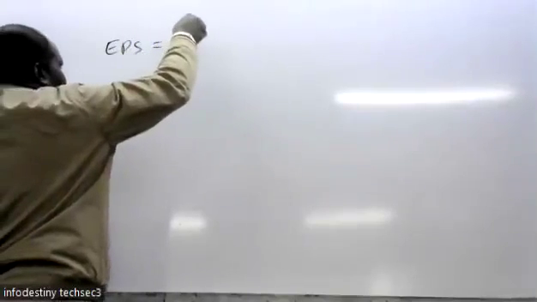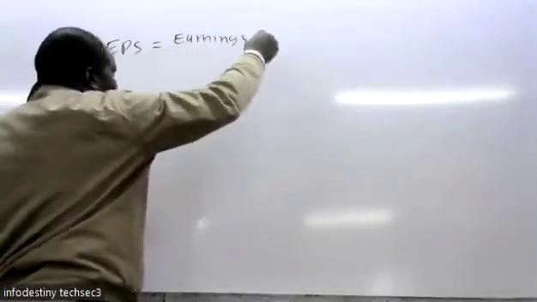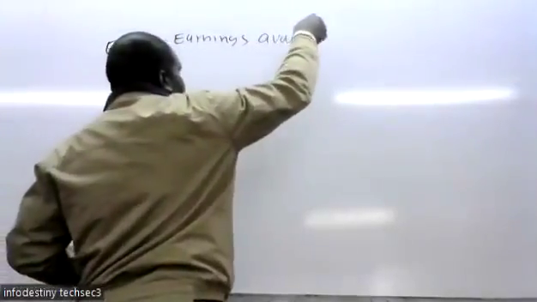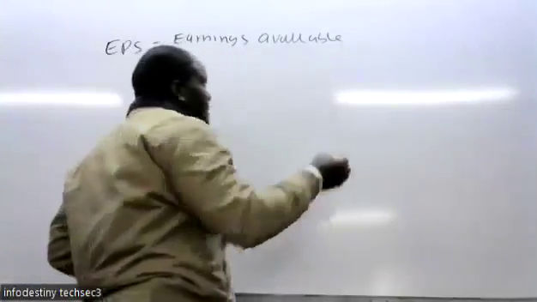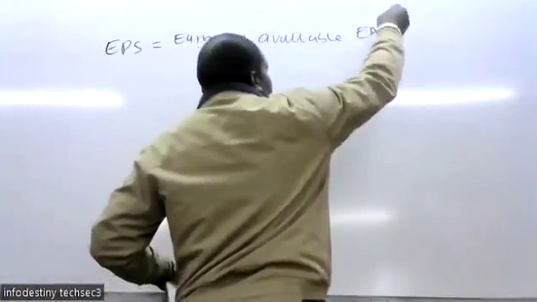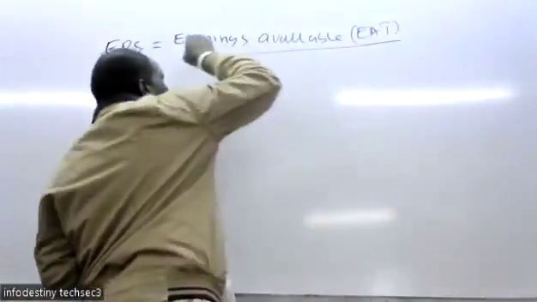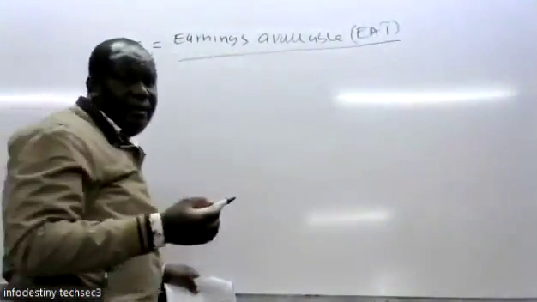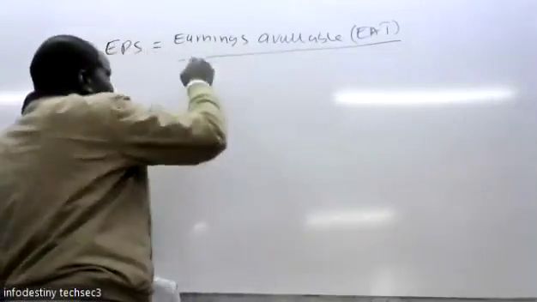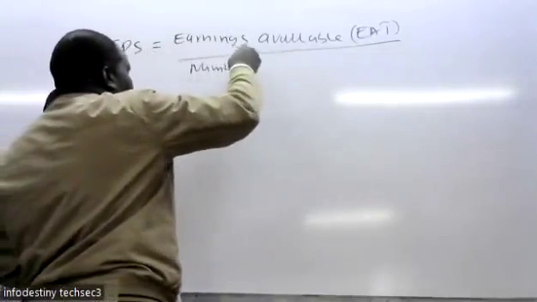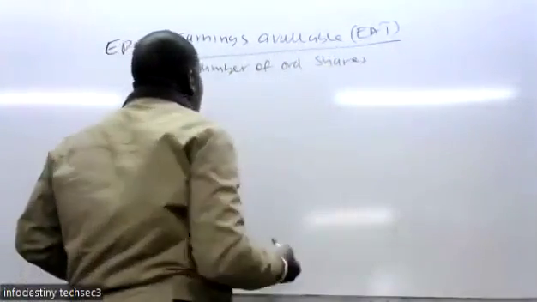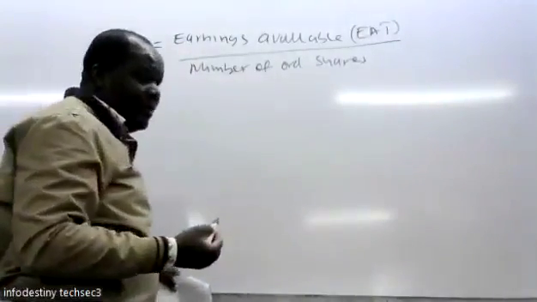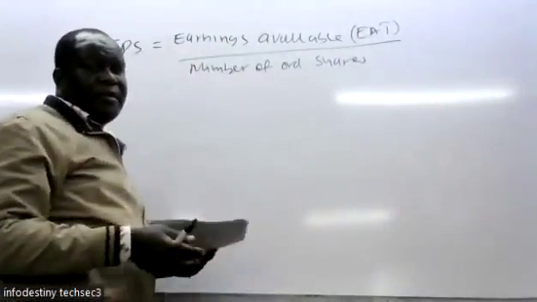So earnings per share will be given by the earnings available. Earnings available is the same as earnings after tax, but we divide by the number of ordinary shares.